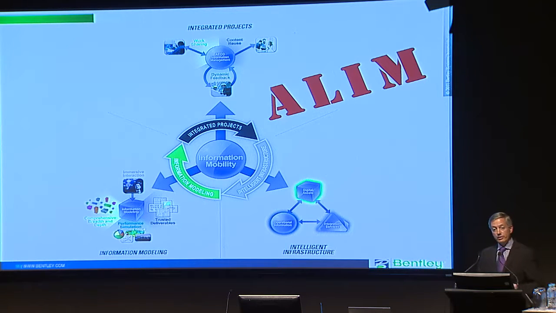So going back to the title on the main page, that's, I suppose, the encapsulation of how you do that. So how do you link BIM to all these different things? It's really through asset lifecycle information management, which encapsulates the information modeling, the integrated projects, and then delivering intelligent infrastructure.